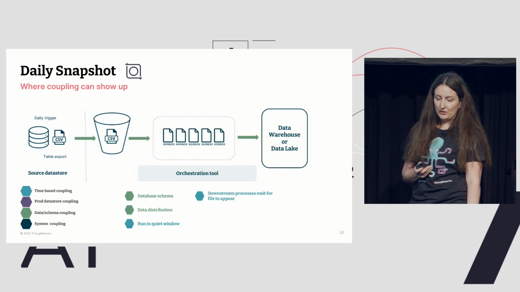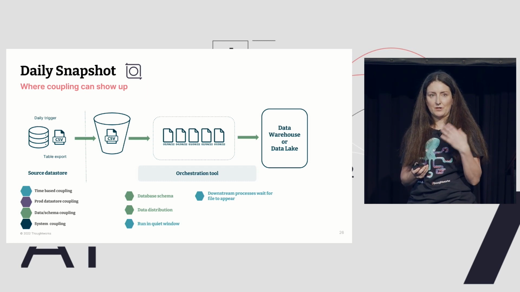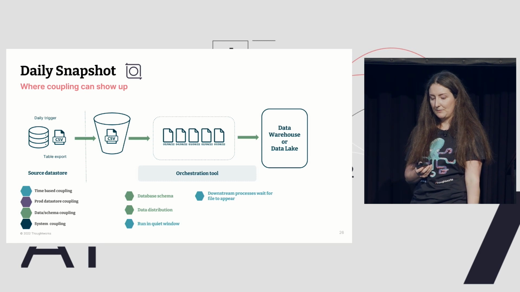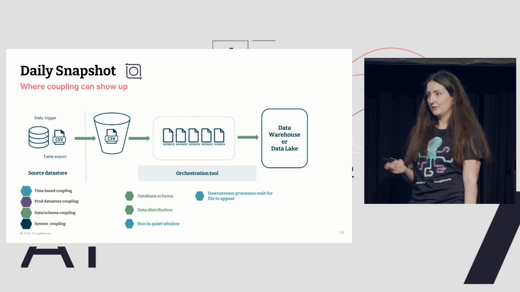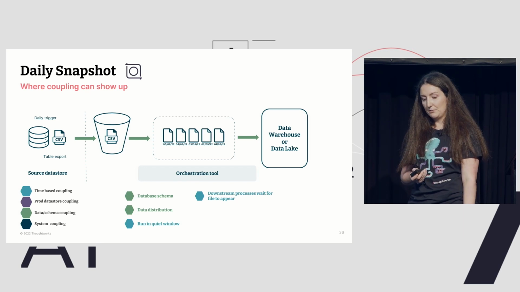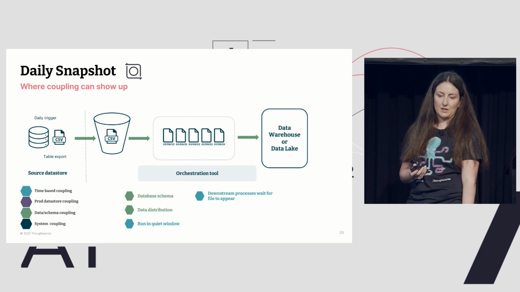And where coupling can show up here. So obviously it's a batch process. I'm assuming it's a daily snapshot. It might be an hourly snapshot. It might be a weekly snapshot. So we do have some time-based coupling. So you can see we've got a cron run in a quiet window. Maybe there's some downstream processes that are waiting for the file to appear. And then obviously we've got some database schema and distribution coupling as well.